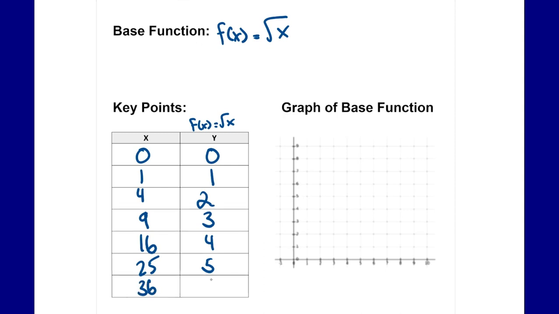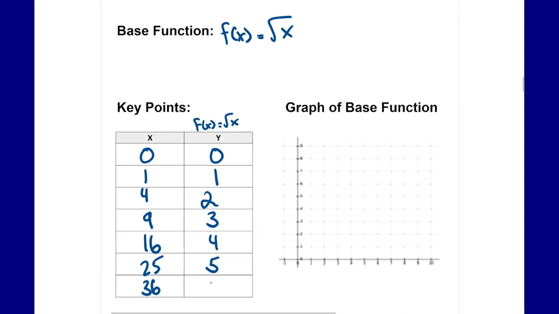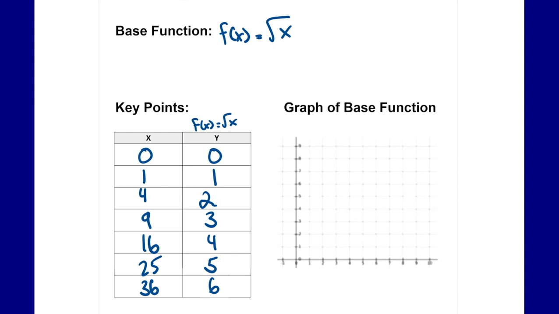and if we wanted to, we could do 36, which is 6. Now I'm missing a lot of points on my x values. I'm jumping around just because I know if I'm taking the square root of a number, if I want to make it nice values, it's going to have to be a perfect square. So when I plot those points, (0, 0) and (1, 1) and (4, 2), (9, 3).